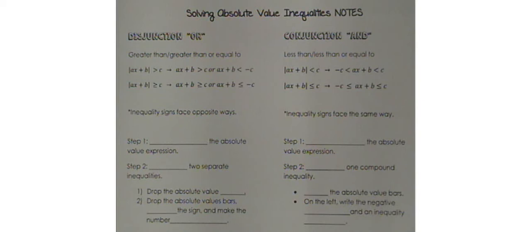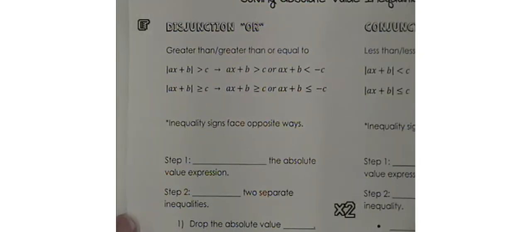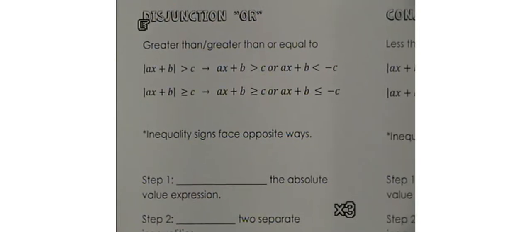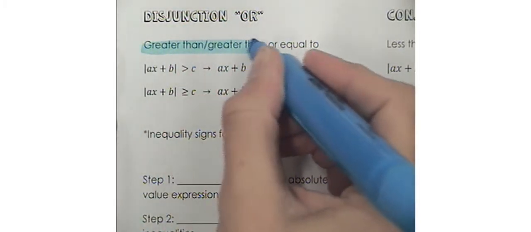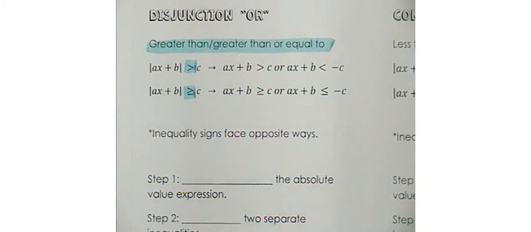We are going to take notes on how to solve absolute value inequalities. So the first one let's look at is disjunction, which you know is an OR statement. It's a disjunction when we have the sign greater than, or equal to. So greater than, or equal to.